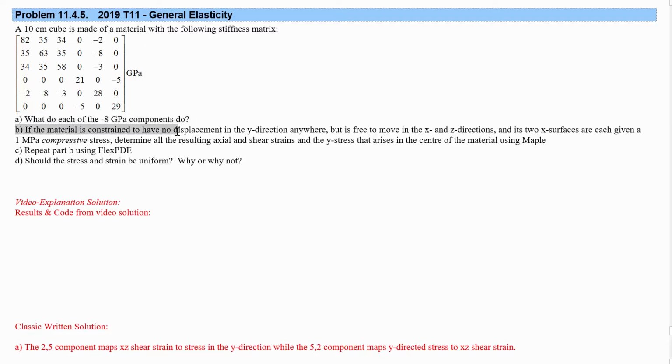Then if it's constrained to have no displacement in the y direction anywhere, but free to move in the x and z directions, and its two x surfaces are each given this stress, find all the resulting axial and shear strains and the y stress that arises in the center of the material using Maple, and then in FlexPDE. Then it asks a conceptual question: should the stress and strain be uniform? Why or why not? This is one of the things that we could be solving with this.